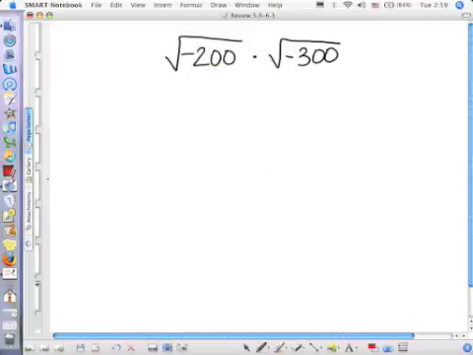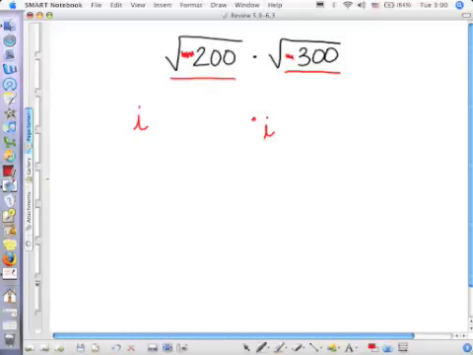Skipping down to number 3, in multiplying these two radical expressions together, because they're both square roots, we can simply combine them. But first we must identify that the square root of -200 is an imaginary number. I identify imaginary and the negative is no longer necessary. Same thing here. I have an imaginary number and the negative is no longer necessary.